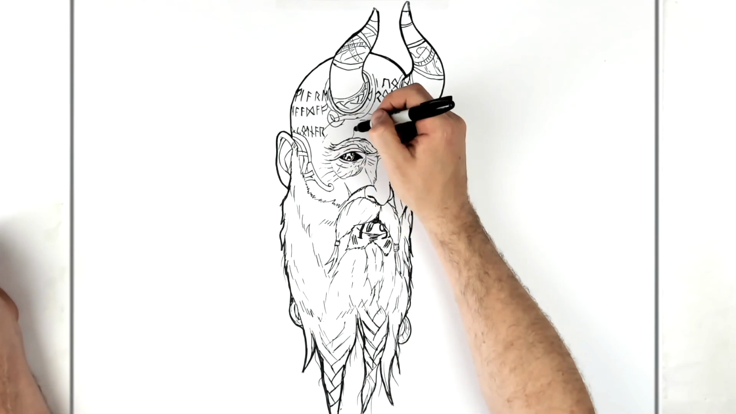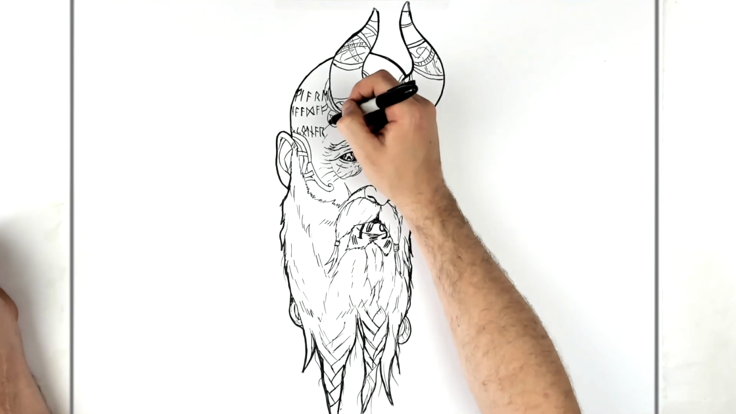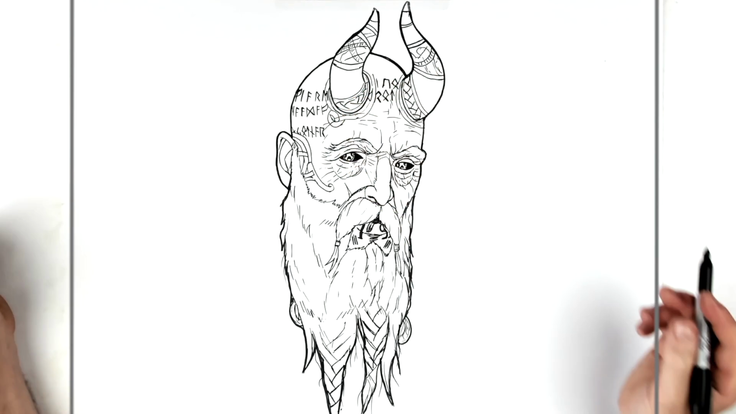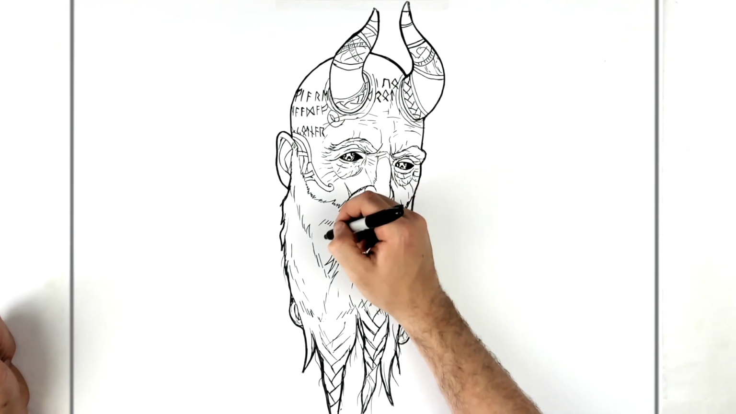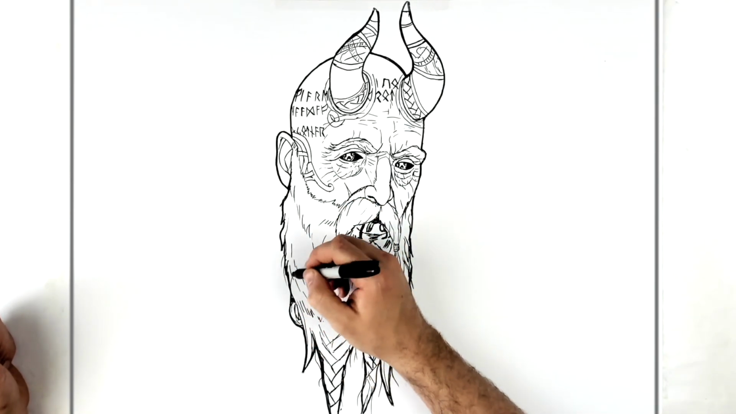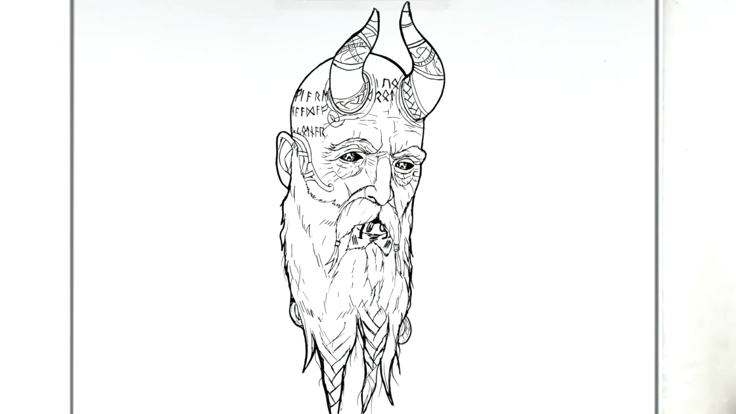And then add more wrinkles as you see fit. You know, hairlines and things if you want. But I think I'll leave it there. That is how to draw Mimir from God of War Ragnarok.